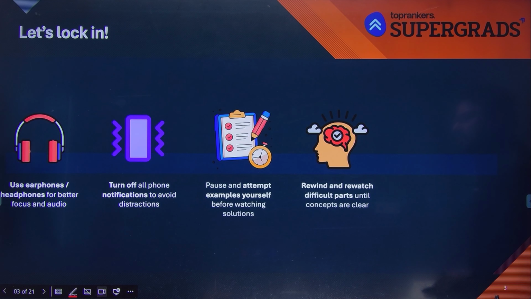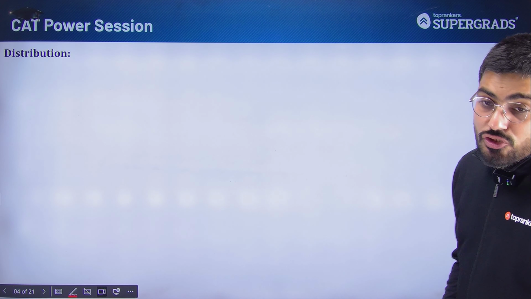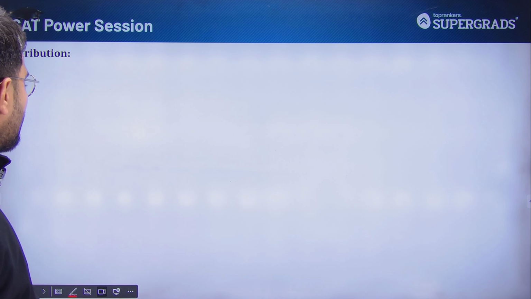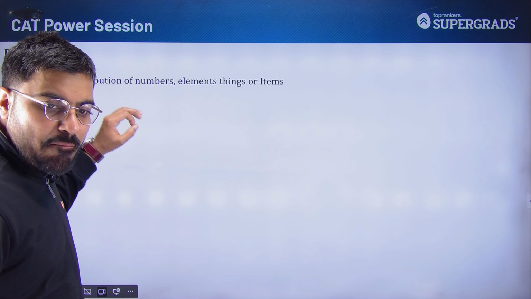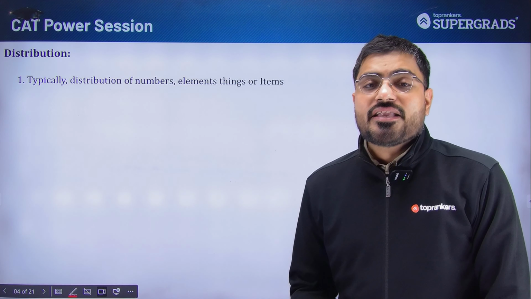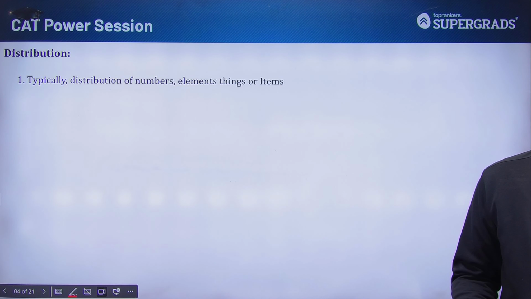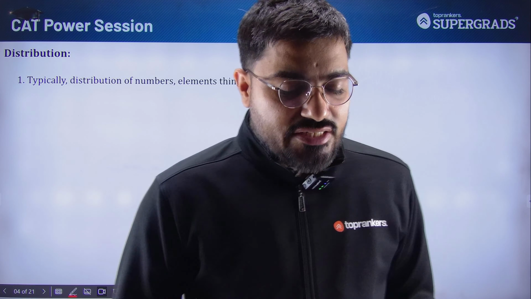So let's come back to the topic distribution. What is distribution? Distribution is typically distributing items. It is typically distribution of either numbers, elements, or items. You have to populate either the numbers, items, or the things in a given matrix or in a given grid or in a given table.